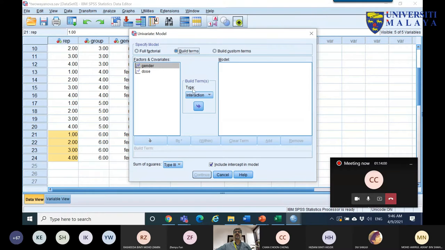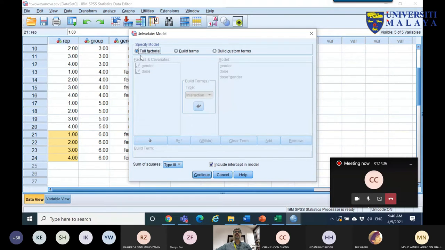What does it mean? Full factorial model means the effect of dose, the effect of gender, and their interaction. So when it's full factorial, you don't need to do it manually because it will give you the same sources of variation. And remember, the most important effect in two-way ANOVA is the gender-dose interaction. We don't care about the overall effect of dose or overall effect of gender. We are looking for this interaction.